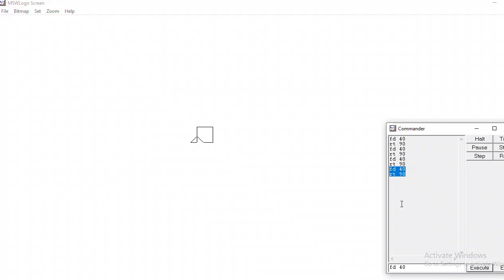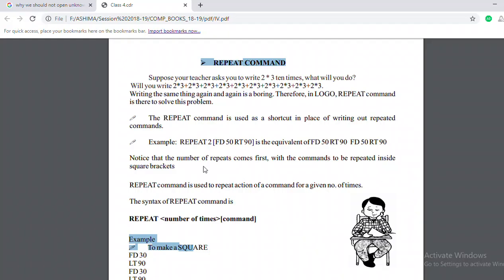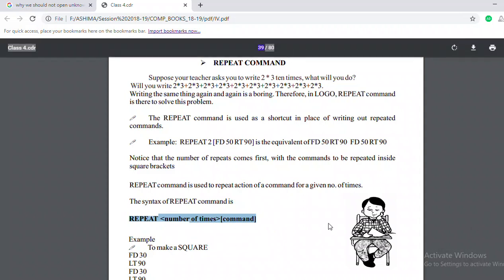Now what is the repeat command? The 2 commands which you are repeating again and again will come in a square bracket like this, and this number is how many times you have repeated the command. Like in this example of the square, the number of times is 4, and the commands we have repeated are FD 40 and RT 90. So this is the syntax of the repeat command: repeat, number of times and command. So instead of writing it again and again, we can directly give a single command and we get the figure.